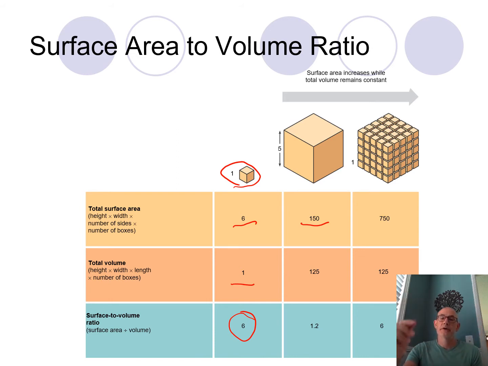So if an organism, instead of being one big cell, is broken up into lots of little cells, then your surface area is much bigger compared to that same volume, and you still have that 6-to-1 ratio. So smaller cells are able to function more effectively at bringing in nutrients and getting rid of waste.